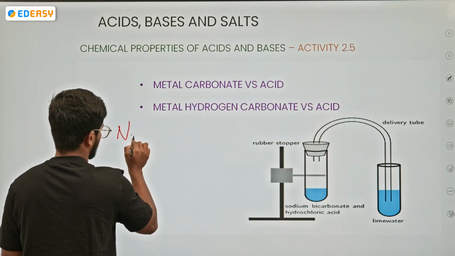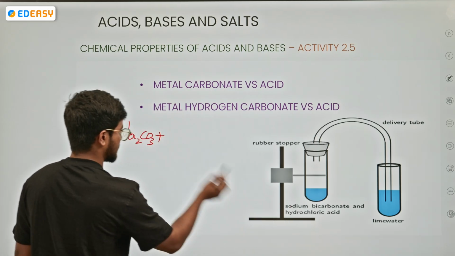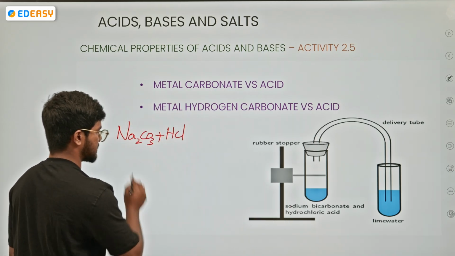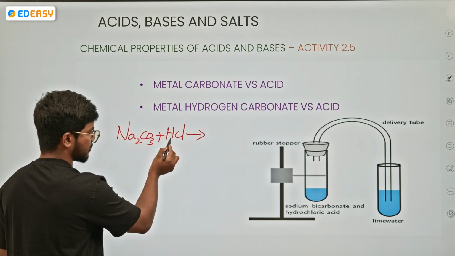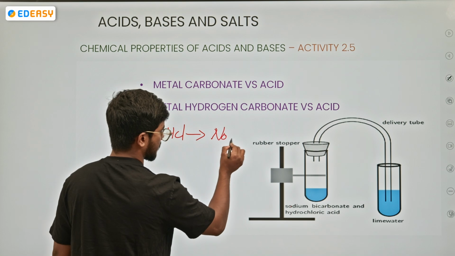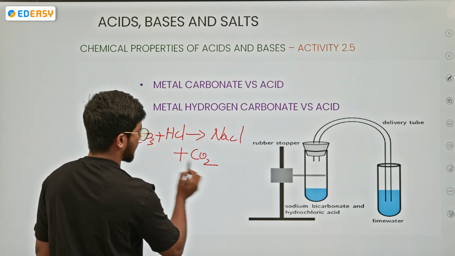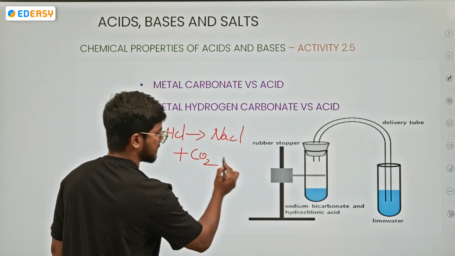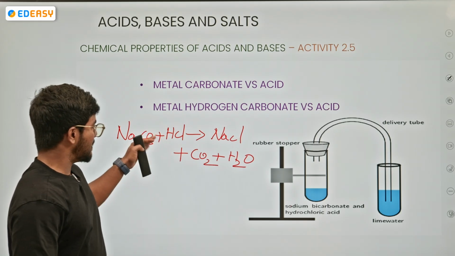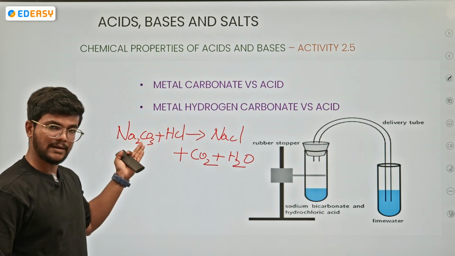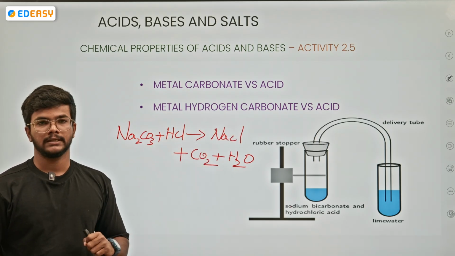Na2CO3 reacting with HCl, let us take HCl only. Na displaces the hydrogen, giving NaCl, sodium chloride, plus carbon dioxide CO2, and the remaining hydrogens react with oxygen to give H2O. This is the general representation of a metal carbonate reacting with an acid: it gives salt, carbon dioxide and water.